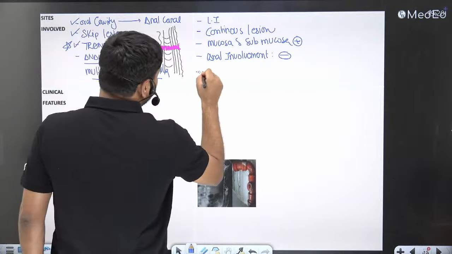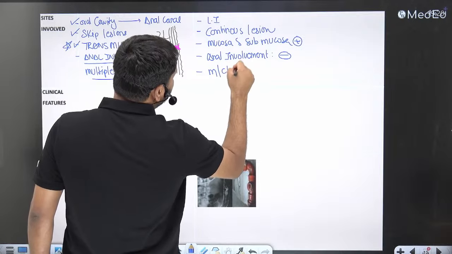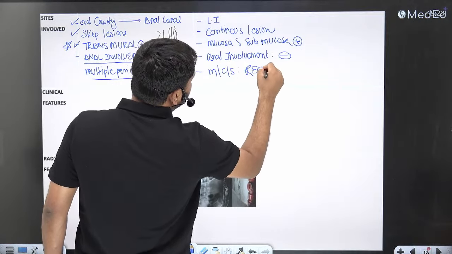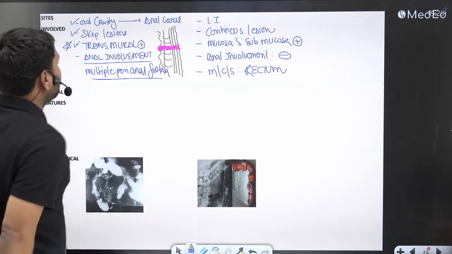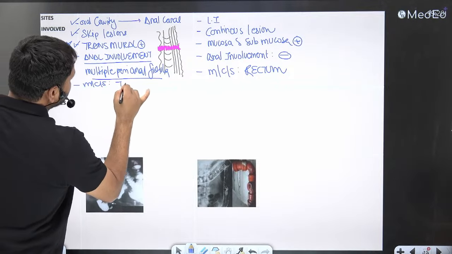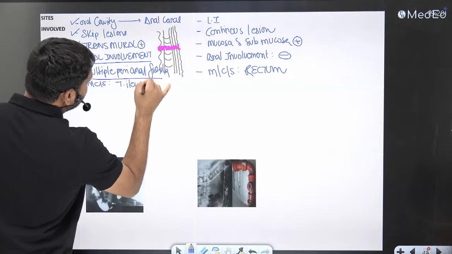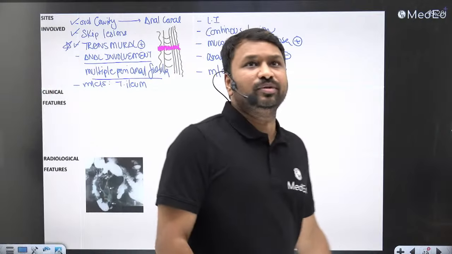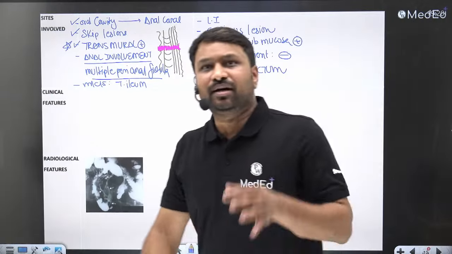And you will notice, if I say what is the overall most common site for ulcerative colitis, the answer is going to be rectum. Whereas if I say what is the most common site for Crohn's disease, the answer is going to be terminal ileum. That's the comparative data that you need to have.